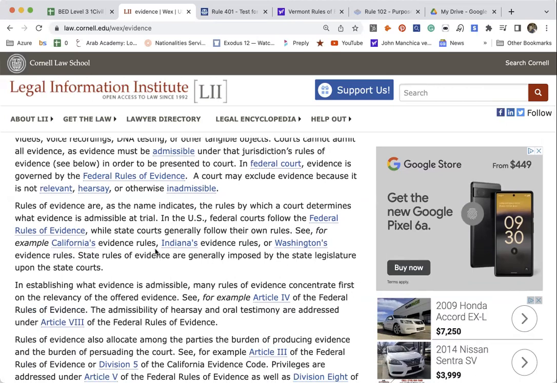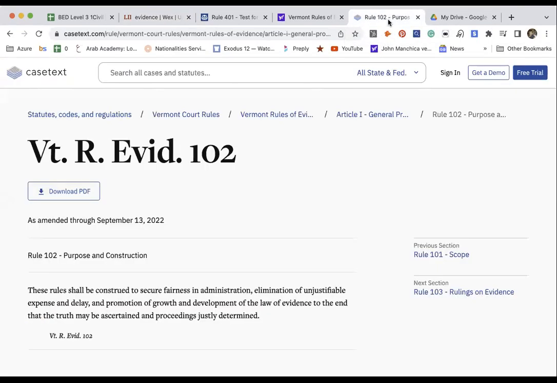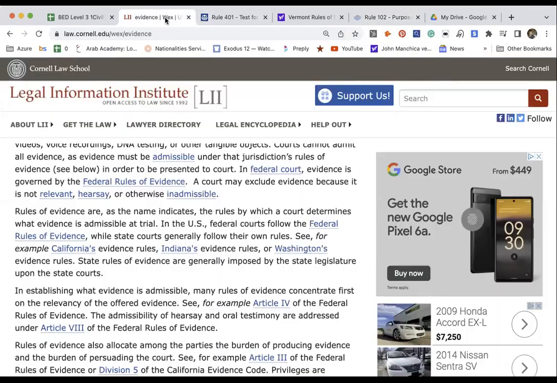See, for example, California, Indiana, or Washington's rules. We are actually going to look at Vermont's in the next video. So right now, let's focus on the federal rules, and then we'll go to Vermont.